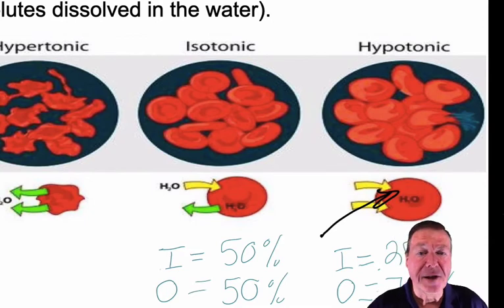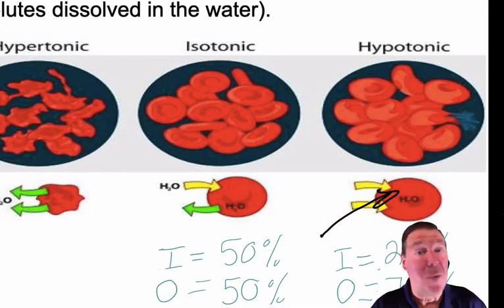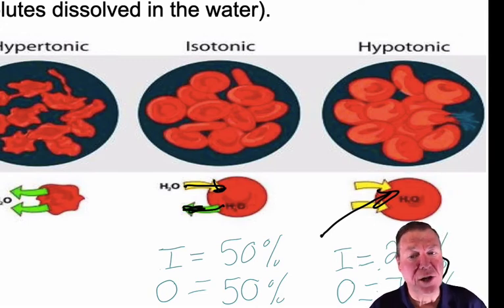Isotonic is equal. So you've got a 50% solution inside the cell, and outside the cell, you've got a 50% solution. Which way does the water go? Well, remember, it goes both ways, equilibrium. So it's going in from 50 to 50, but it's also going out at the same rate, 50-50. So there's no change in the cell.